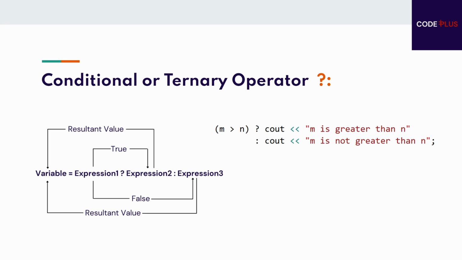For example, if m is greater than n, then the first cout will be displayed. Otherwise, the second cout will be displayed.